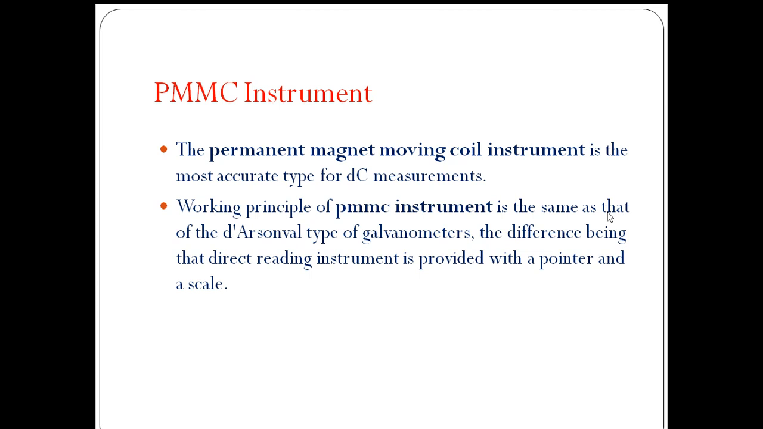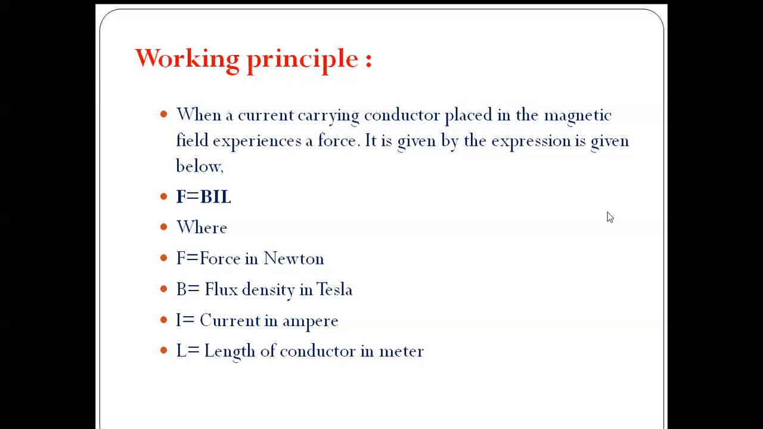The only difference is that the direct reading instrument is provided with a pointer and a scale. So in this, we are getting the value direct. We are getting the reading direct as a deflection of the pointer in a PMMC type instrument, permanent magnet moving coil type instrument.